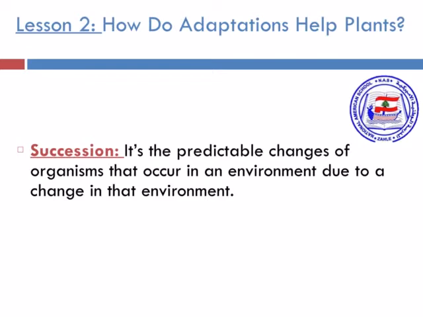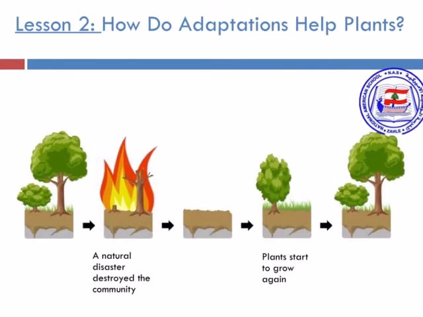And this is what we call succession. So succession is the predictable changes of organisms and communities that live in an environment when this environment changes. If we look at the picture in front of us, we can see one example of succession. It shows us how the environment and the organisms change together.